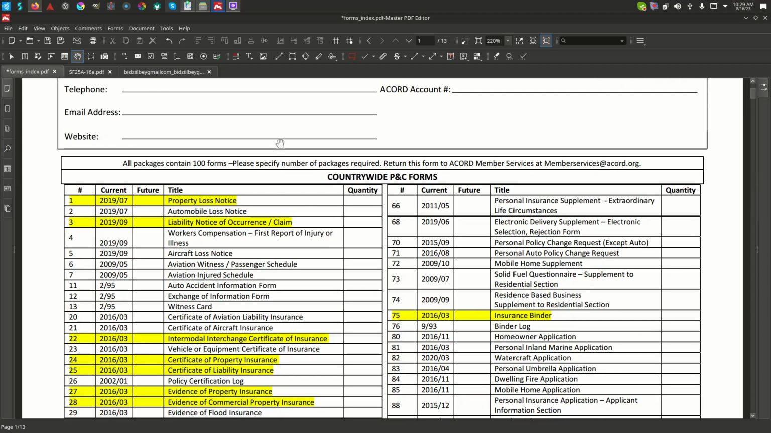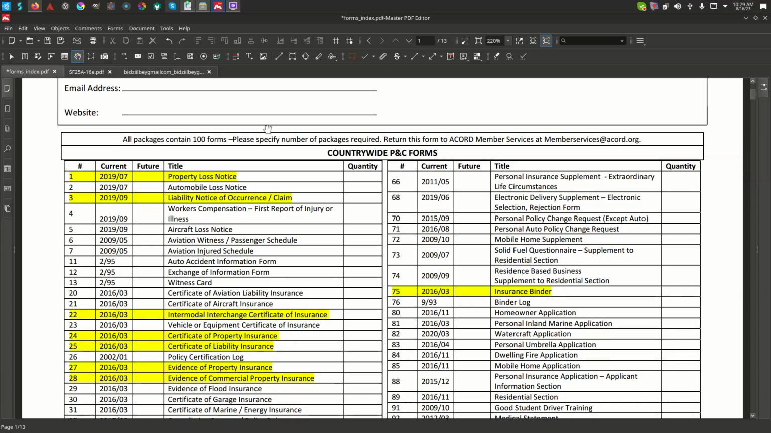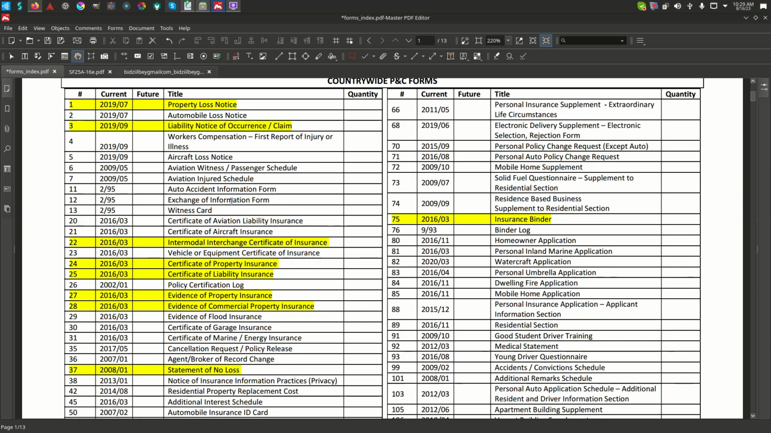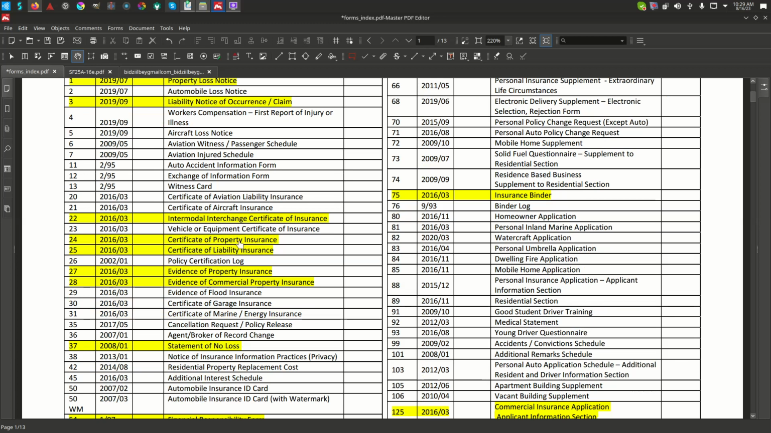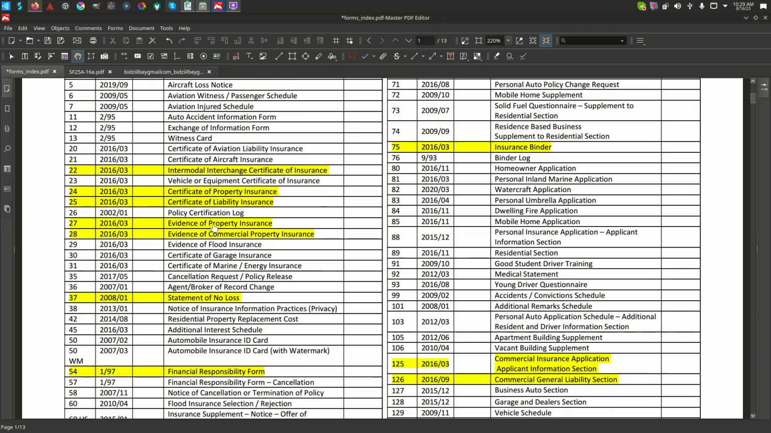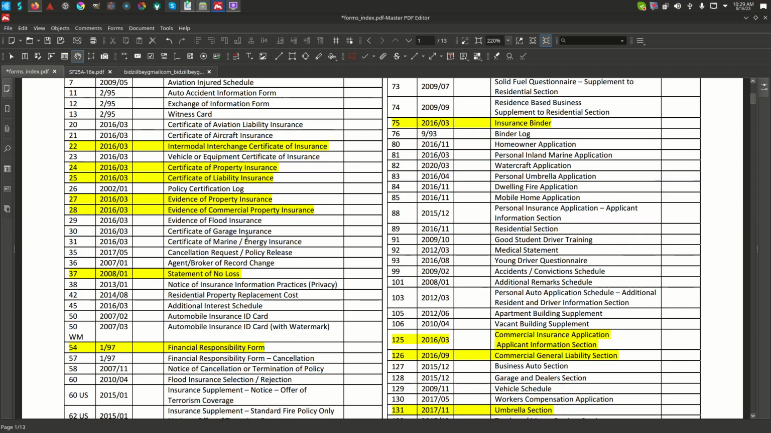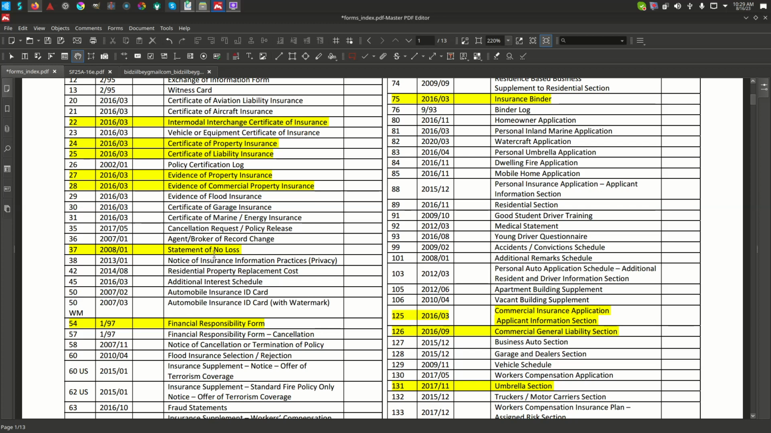Now you see I got some forms that are highlighted here. We got property loss notices. We got liability notice of occurrence and claim. This is for those of you that are making claims on insurances. You also have, for those of you that are in trucking, the intermodal interchange certificate of insurance. You got the certificate of property insurance. You got a certificate of liability insurance. You have the evidence of property insurance, evidence of commercial property insurance. You also have what they call a statement of no loss.